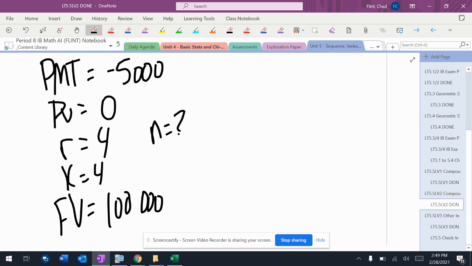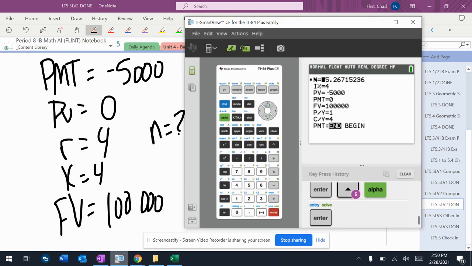So let's go to our calculator. All right, so our interest rate is 4. Our present value is 0. Our payment is negative 5,000. 4 compounds per year, 100,000 final thing. We're putting that money in at the beginning of each year, so we gotta make sure we change it to the beginning. So I'm gonna go up to N. I'm gonna calculate N.